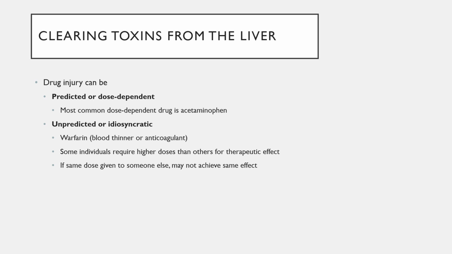Number two is unpredicted or idiosyncratic. These reactions are not dose dependent and are frustratingly unpredictable. Warfarin is a good example to illustrate variability, not because it commonly destroys the liver, but because dosing differs wildly between patients. Some need higher doses, some need tiny ones. Same drug, same indication, completely different physiologic response. Medicine is humbling like that.